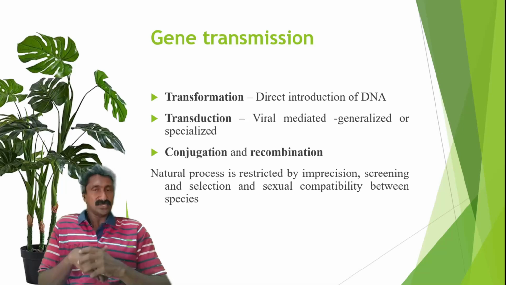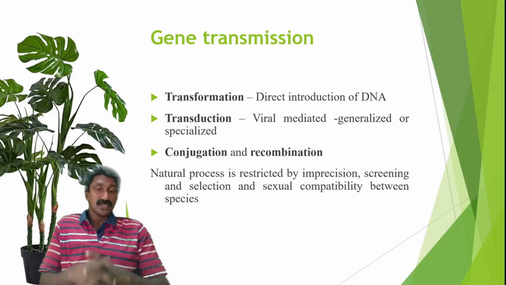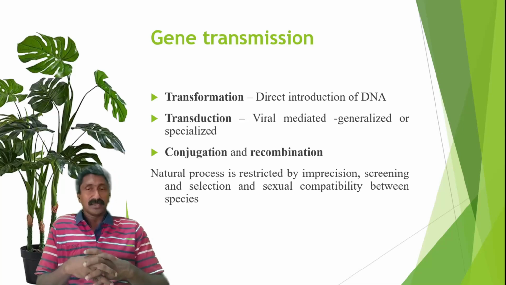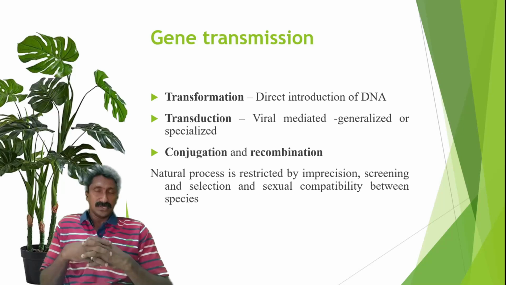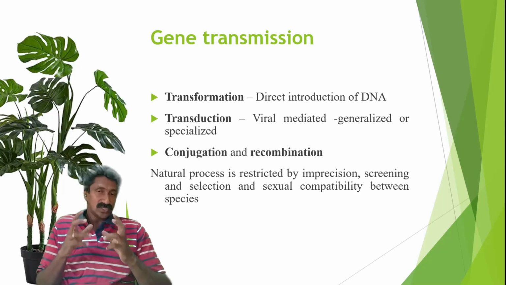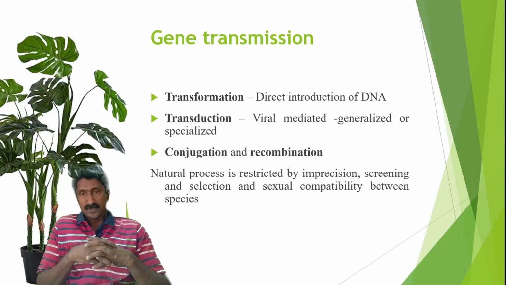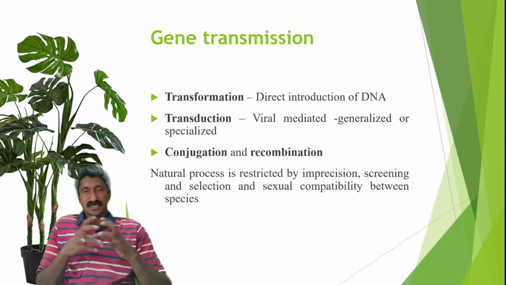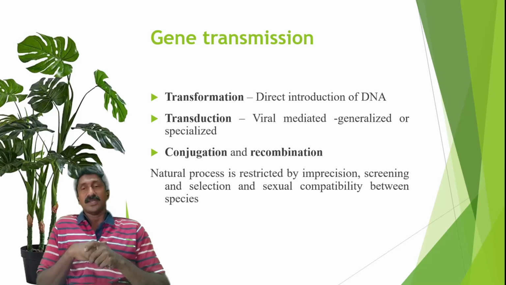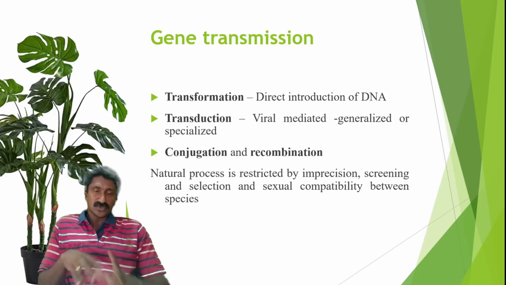So these limitations of the natural process need to be overcome by specific processes of genetic engineering, so that your desired product can be quickly produced without much delay. It should be time saving, and also it should be economical so that undesired products are not produced. Then only it will become a successful recombinant product which is useful for an industrial application. So this is about the natural process of gene transmission.